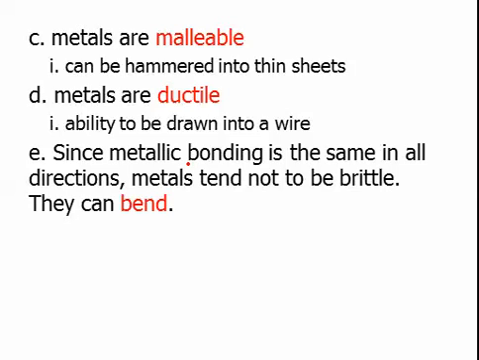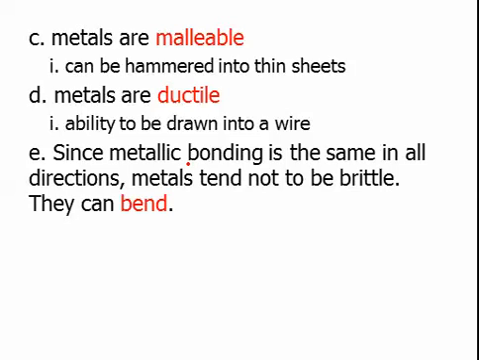They can bend. So normally when you try to bend something, if the electrons are stuck in place, it's going to break. So in a covalent or in an ionic compound, you try to bend it, it's most likely going to break. In a metal, the electrons can move. So when you're bending it and the nuclei move, the electrons can move with it, so it doesn't break.